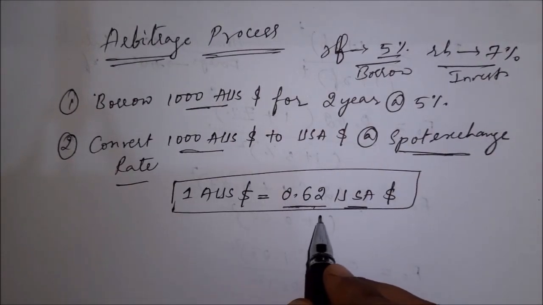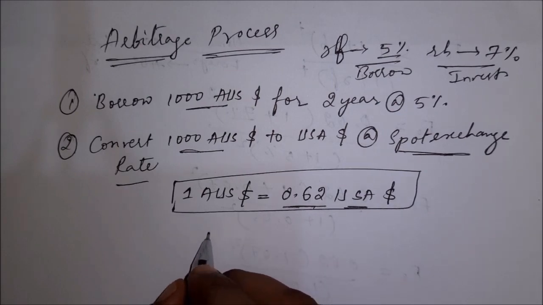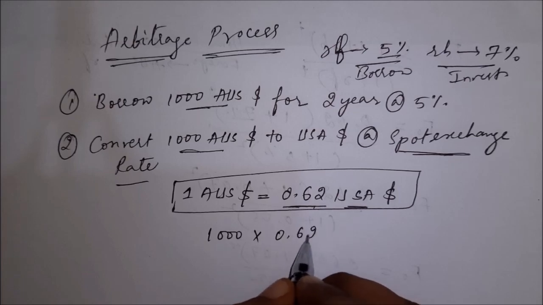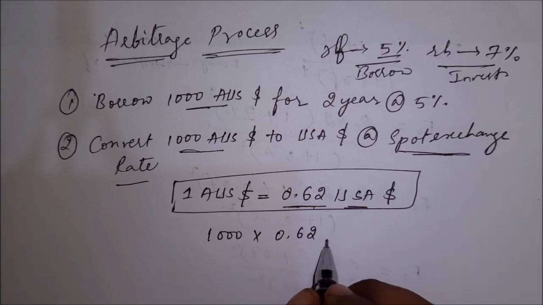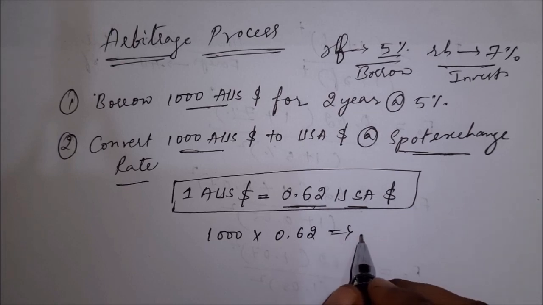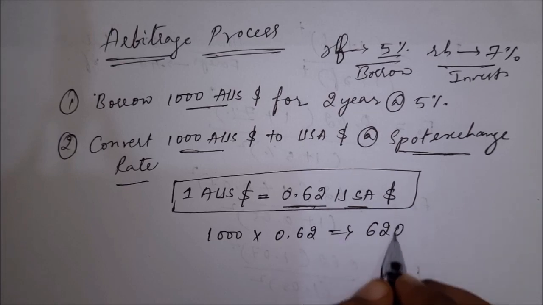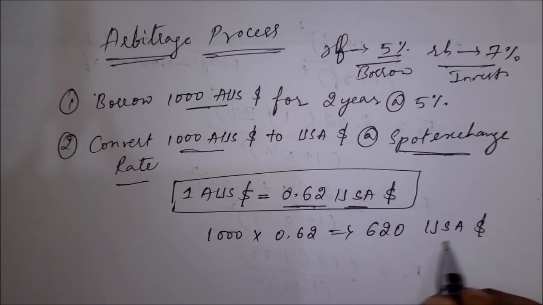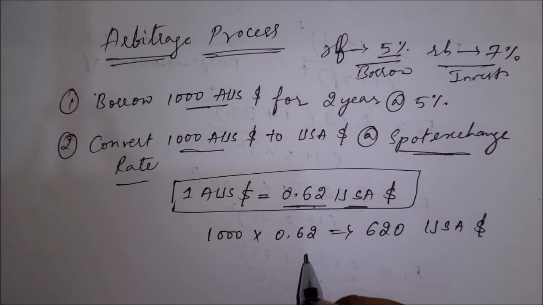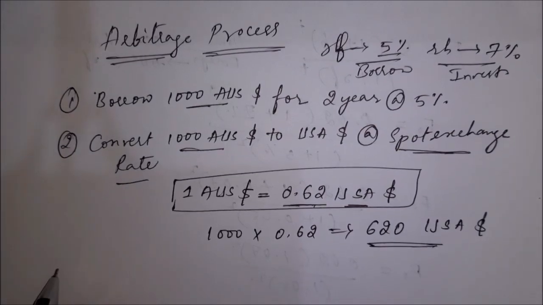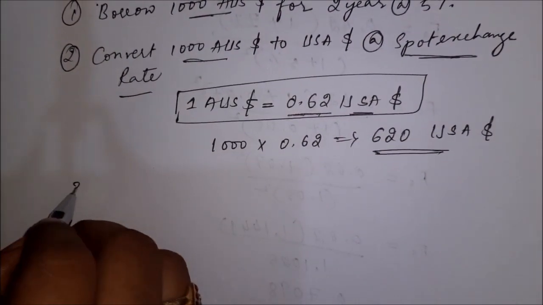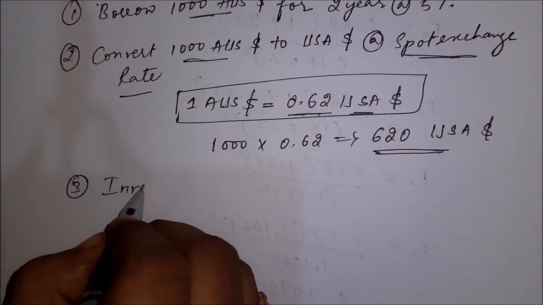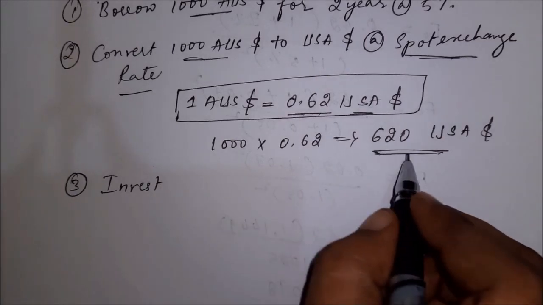Okay, how will you convert this 1000 Australian dollar to USA dollar? See here, 0.62 is in US dollar and 1000 is Australian. When two different currencies are there, you have to multiply. Okay, 1000 into 0.62, you will get 620 USA dollar. When it is the same currency, then you have to divide. Okay, you will get a different currency.